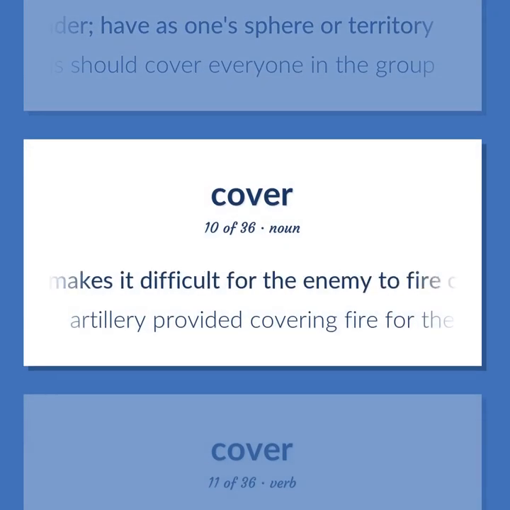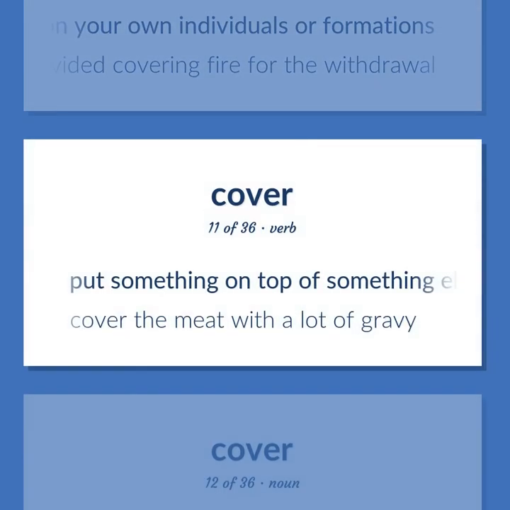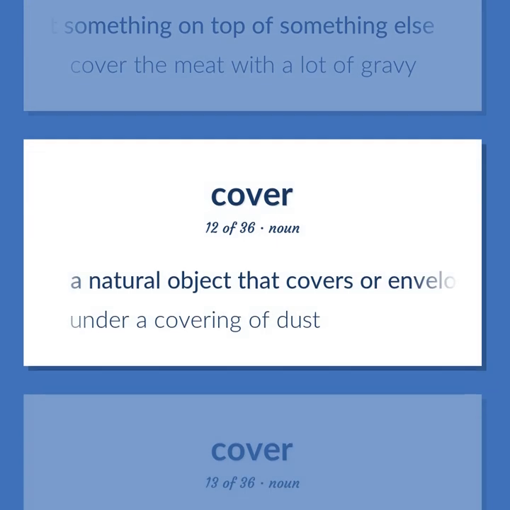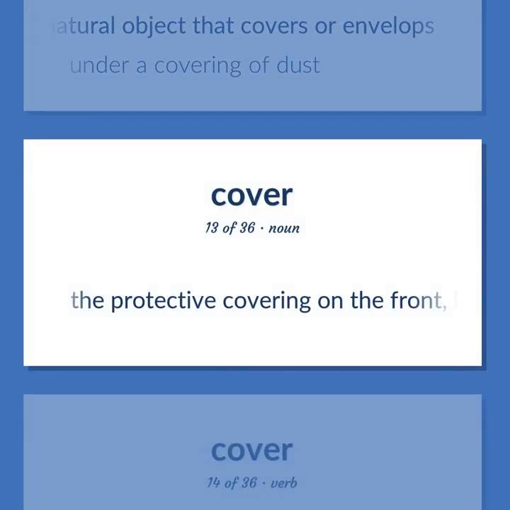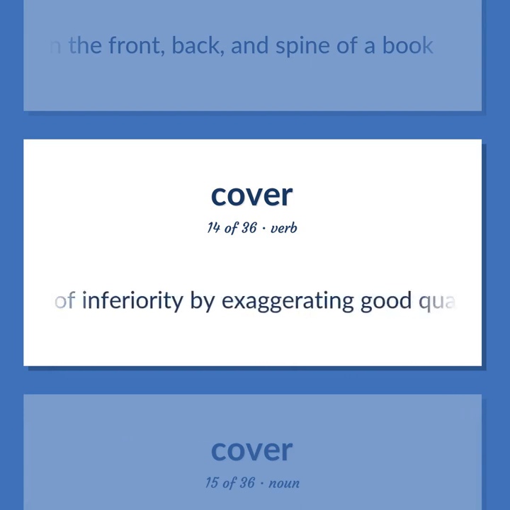Fire that makes it difficult for the enemy to fire on your own individuals or formations. Artillery provided covering fire for the withdrawal. Put something on top of something else. Cover the meat with a lot of gravy. A natural object that covers or envelops. Under a covering of dust. The protective covering on the front, back, and spine of a book. Make up for shortcomings or a feeling of inferiority by exaggerating good qualities.